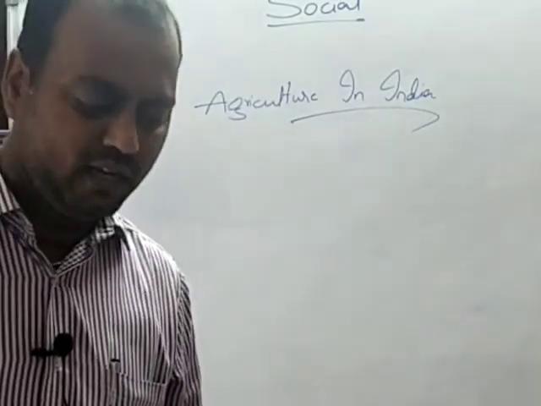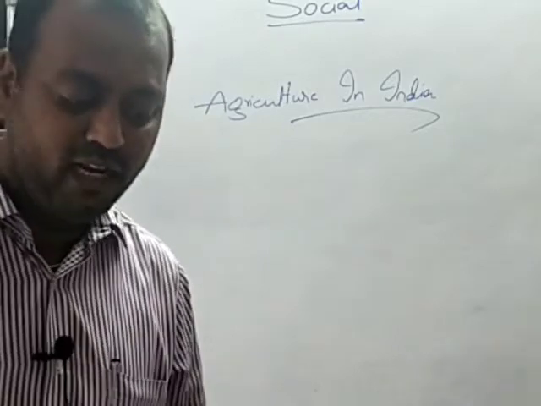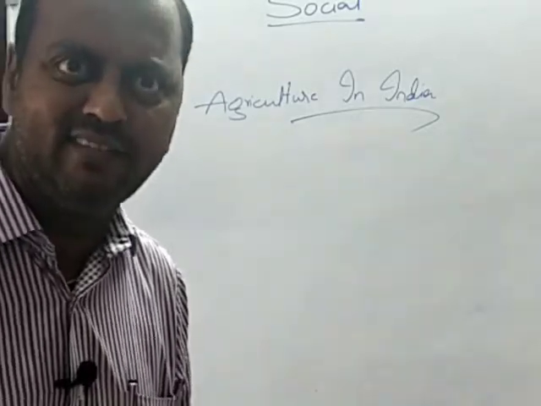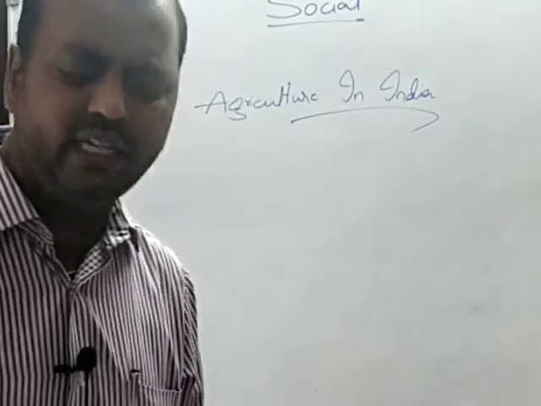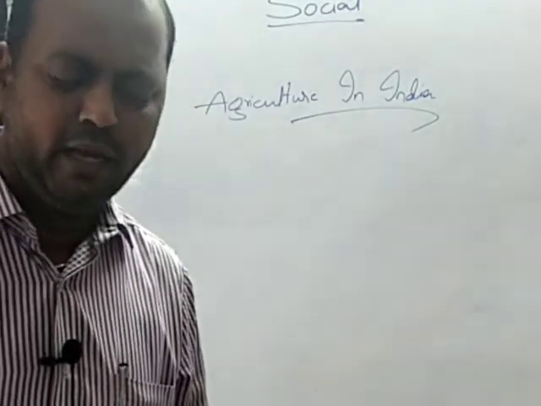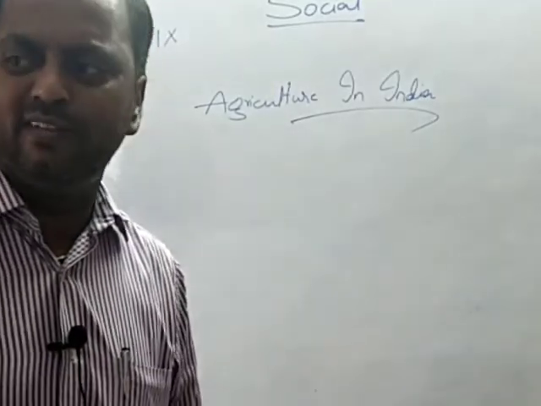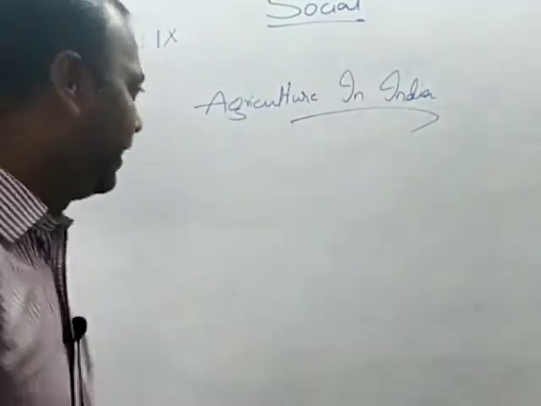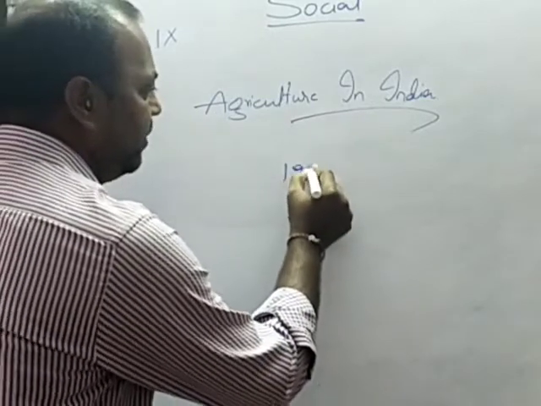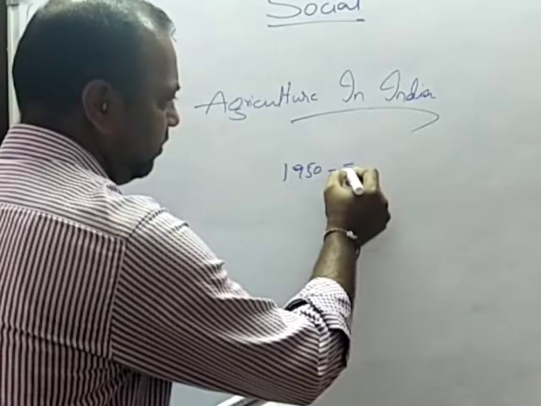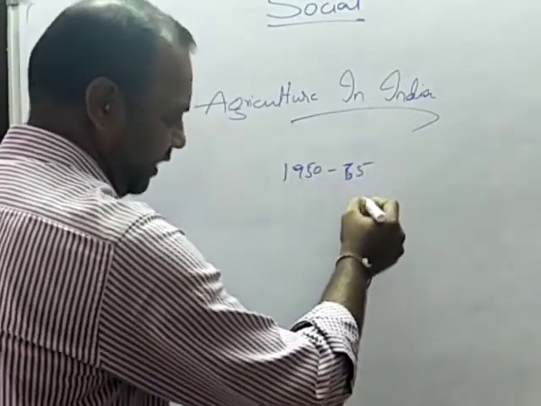Besides land reforms such as the abolition of the Zamindari system and the land ceiling act, the Indian government also initiated important policy changes on agriculture. These can be seen in 3 phases. The first phase is between 1950 to 1965.